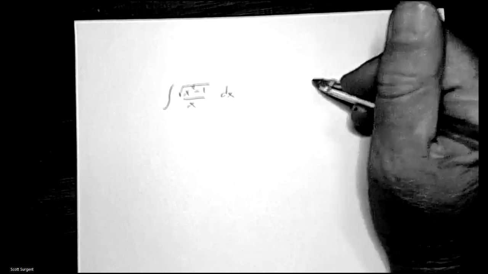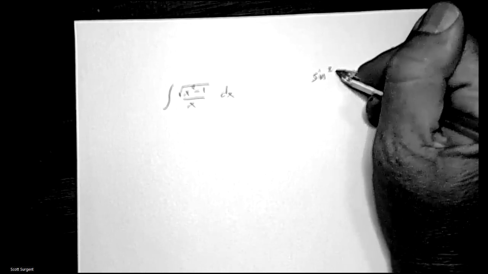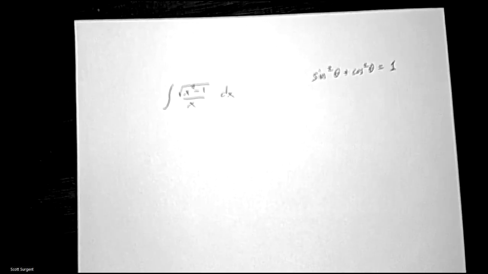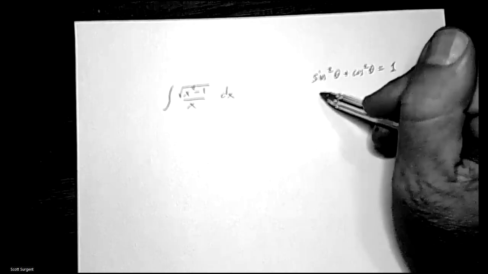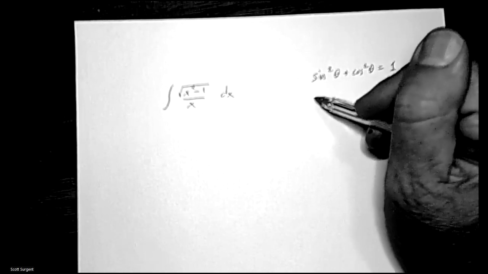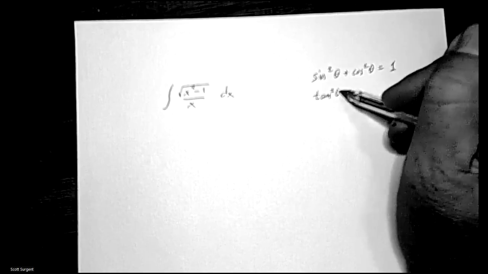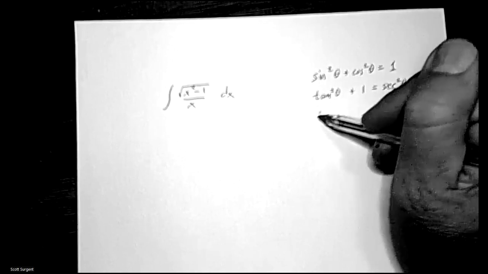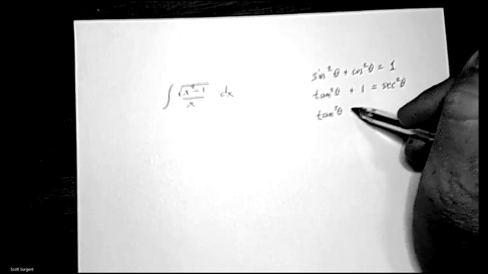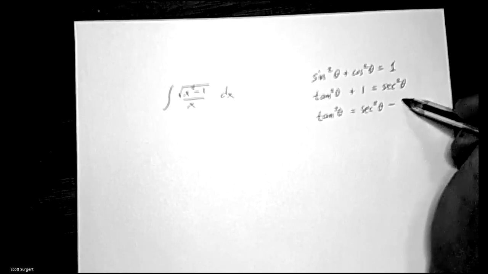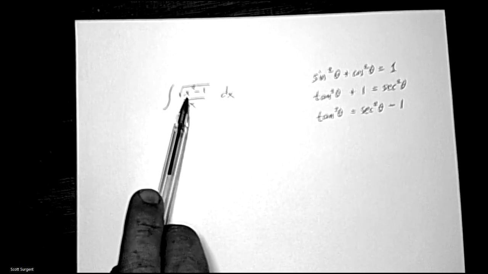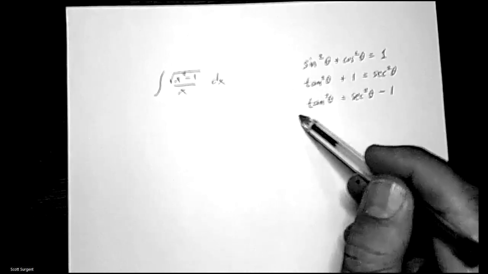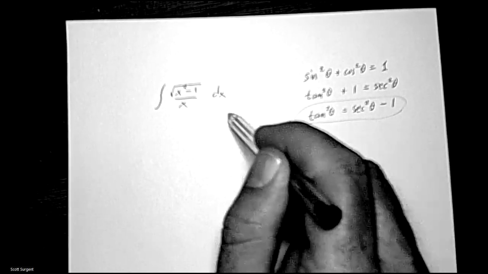If you're going to memorize anything from trig, you really need to know the Pythagorean identity, and then the two corollaries. If I divide through by cosine squared, I get tan squared theta plus 1 is equal to secant squared theta. And if I move the 1 over, I get tan squared theta is equal to secant squared theta minus 1. I look at the form that I have here, x squared minus 1, and that matches up with this one right here. So I'm going to use this form.